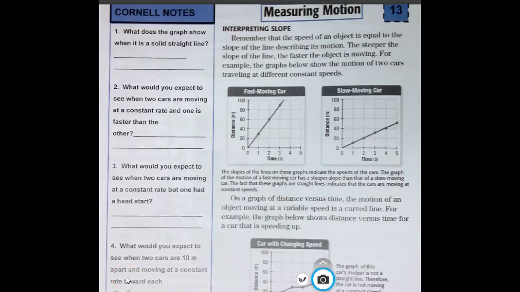Okay, and welcome to this one. Again, we're talking about measuring motion still. This is page 13, and we're going to talk about just the slope of the line. And what does the slope of the line mean?